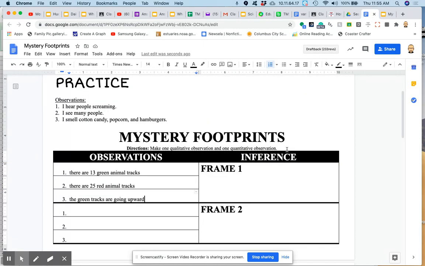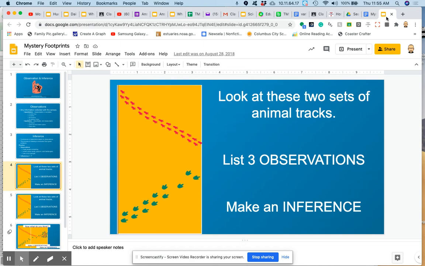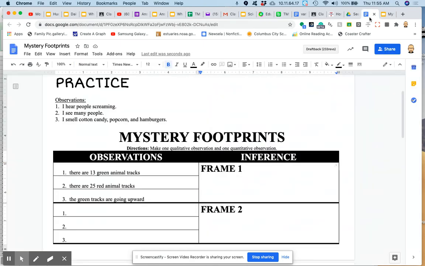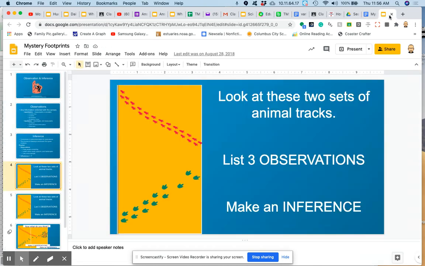Now, in frame number one here, you are to make an inference. Okay, so this is where you can tell me what you think is occurring here. So I'm going to say there is a duck and a bird walking toward each other. All right, next slide.